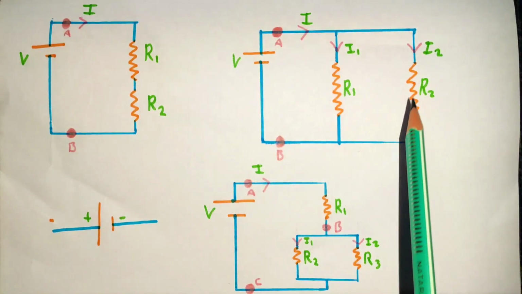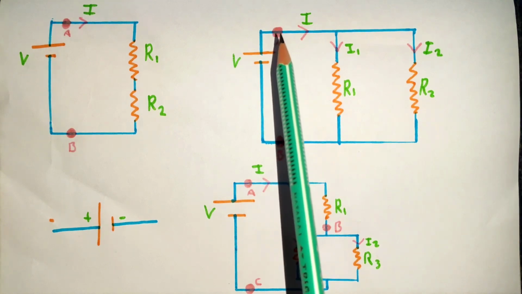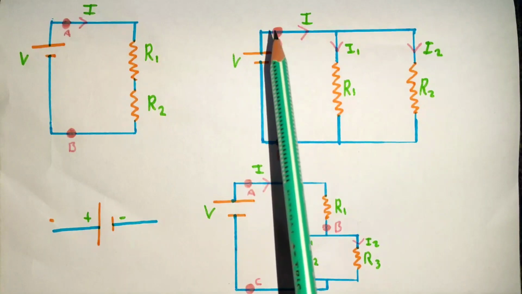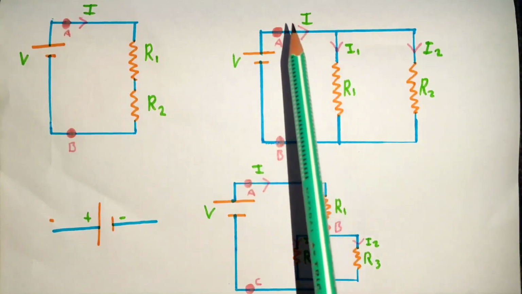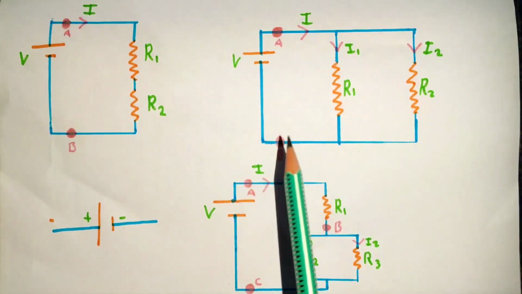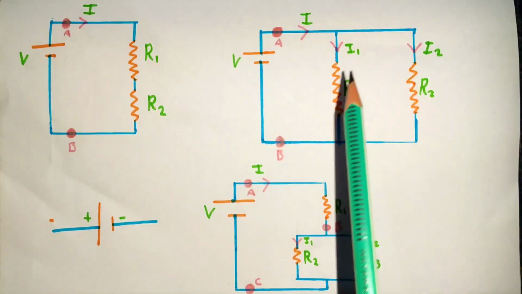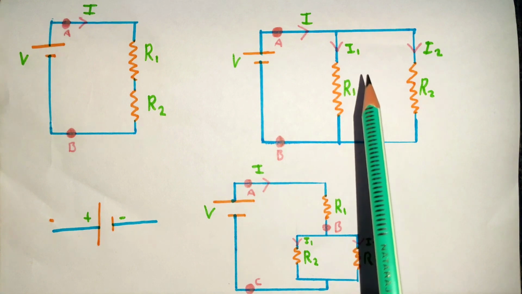On the other hand, if you look at this circuit, if current wants to travel from terminal A to terminal B, it can flow through this path through the R1 resistor. Also it can flow through this path through the R2 resistor. So in this circuit, current has two paths to travel from A to B. That's why it is a parallel circuit.